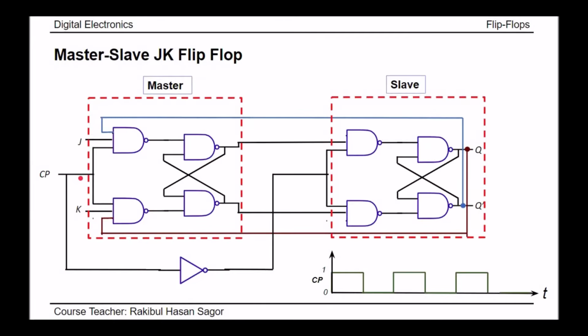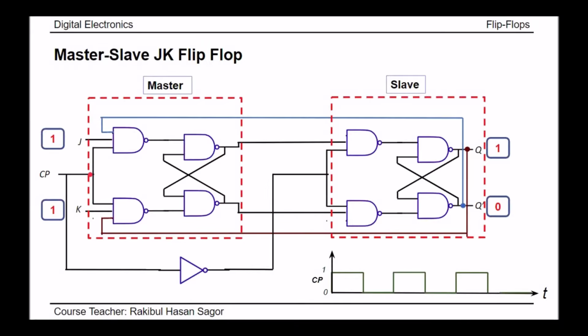In this way, we can have the normal operation of JK flip-flop by employing master slave JK flip-flop. Let us see an example when we employ master slave JK flip-flop and level triggered clock pulse. Suppose we have initial previous value Q equal to 1 and Q prime equal to 0, for J equal to 1, K equal to 1 input and level triggered clock pulse.